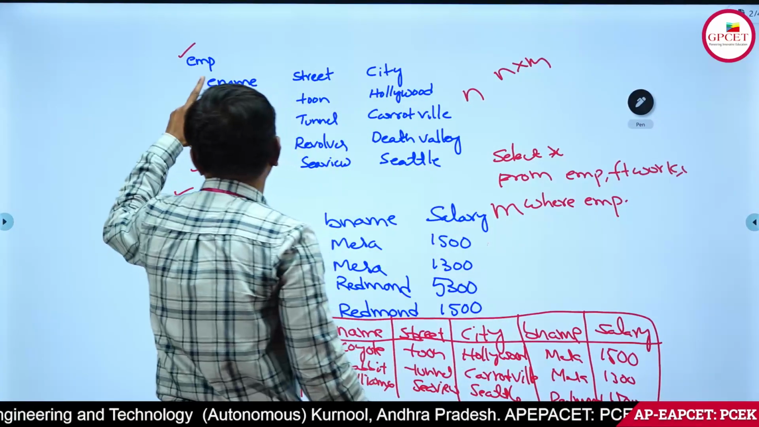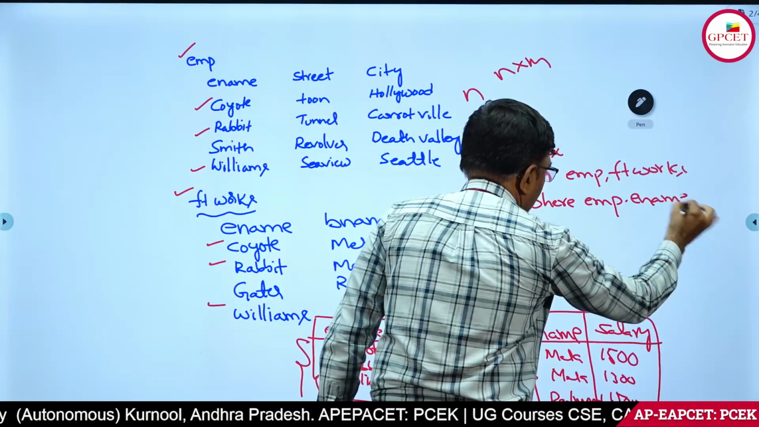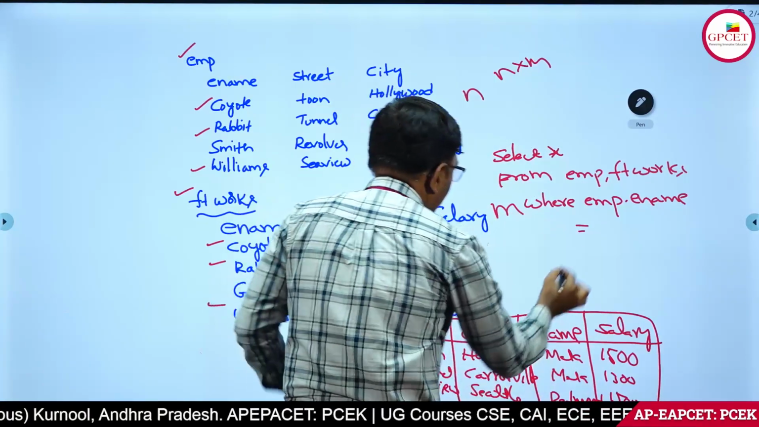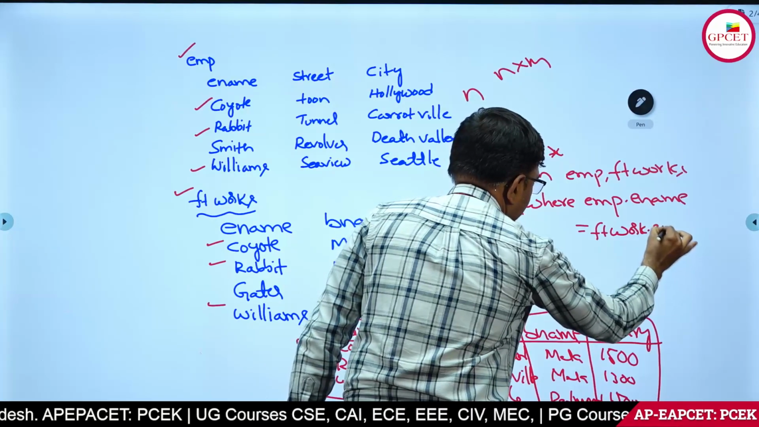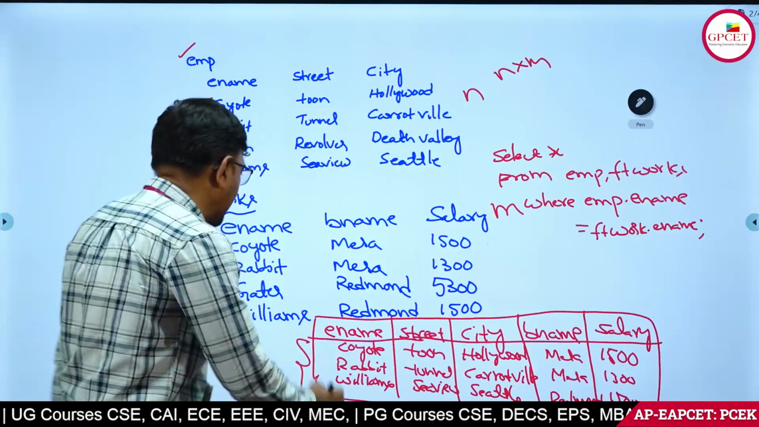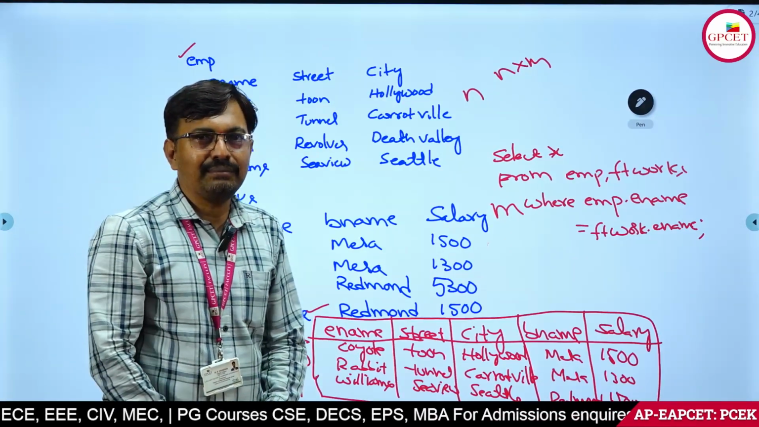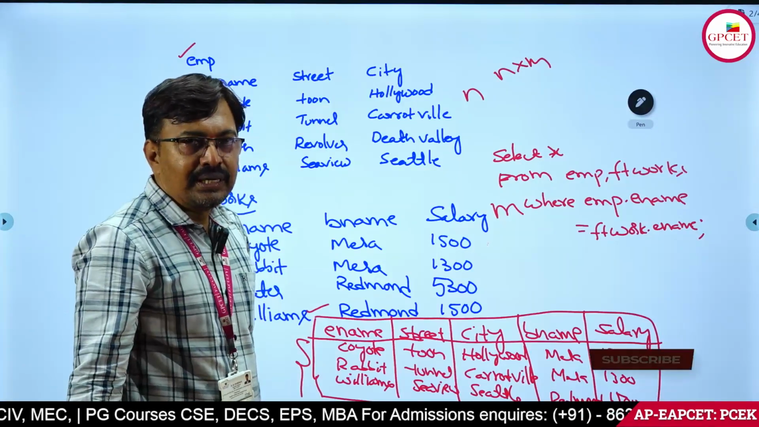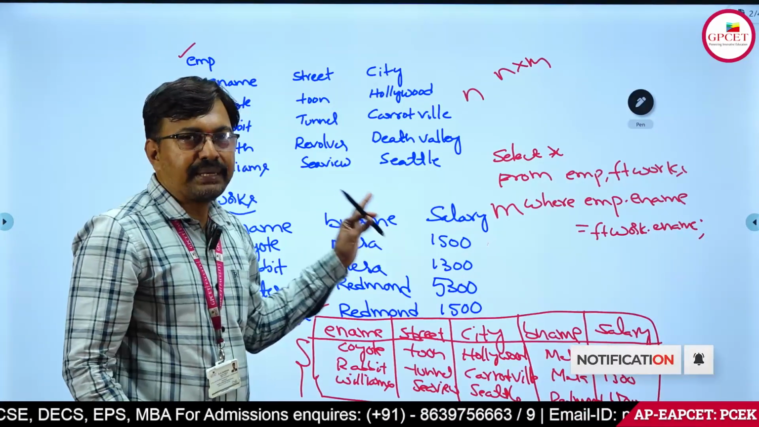emp dot, what is the common column? E name, that is employee name, is equal to FT works dot E name, semicolon, and then enter. We can get the output in SQL like that only. This is a join operation. Clear? Combining two tables, like the natural join operation: cross product plus condition.